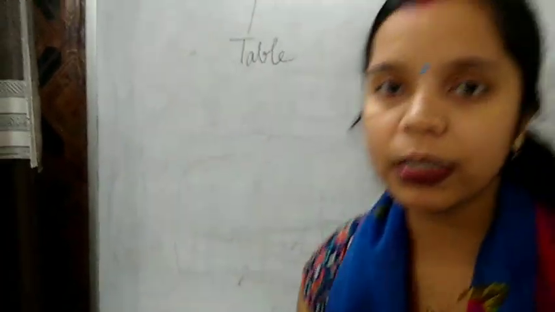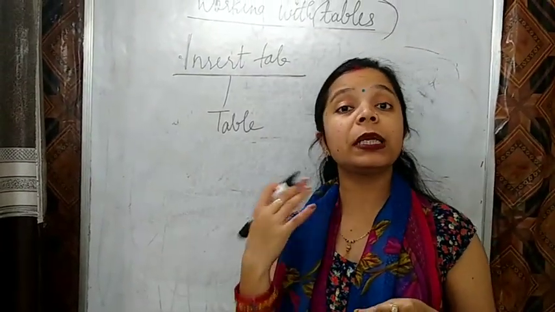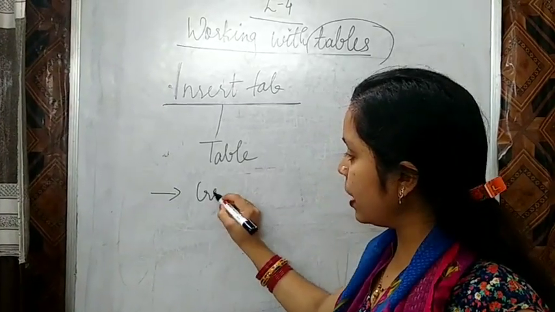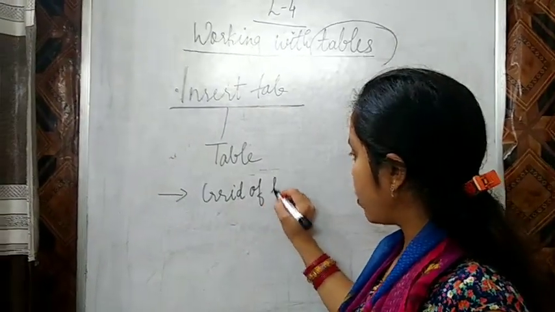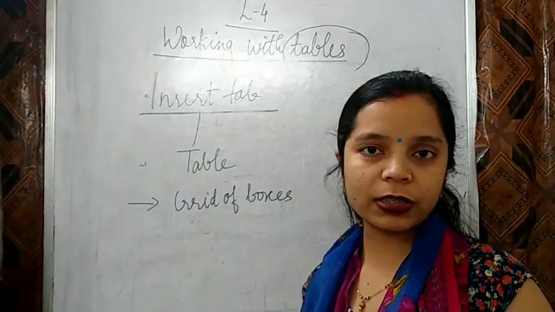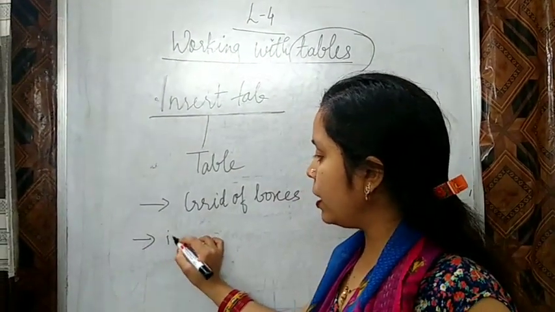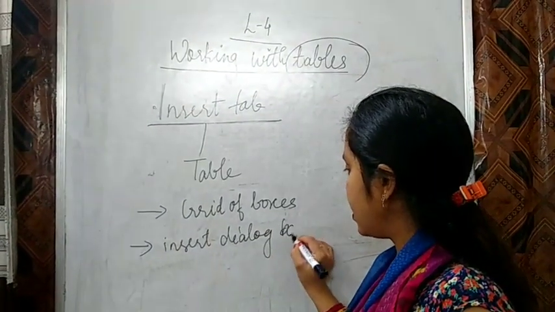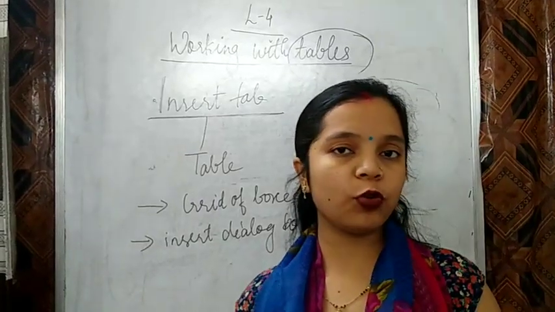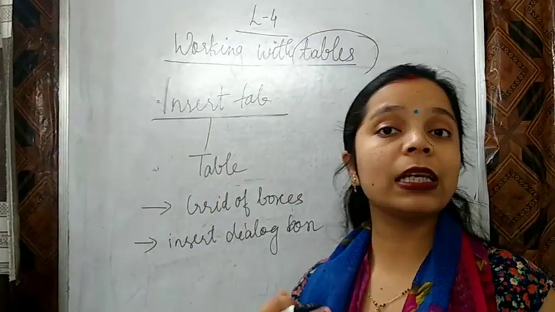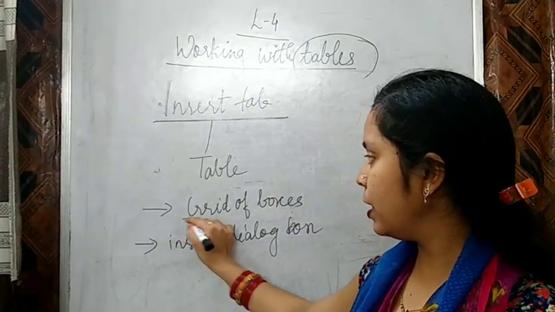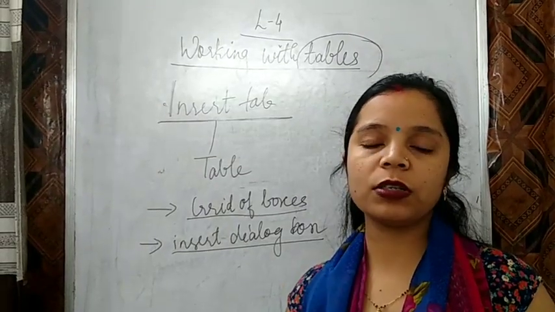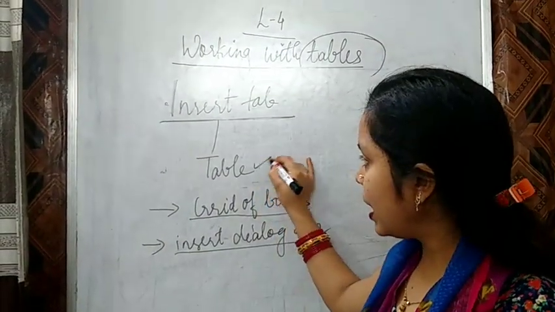When you will click on this table option, it provides you 2-3 methods to create the table. In your book, you will read 2 methods. One is using grid of boxes. How will you create table using grid of boxes? One method is this and one is insert dialog box. This is the second method. So these 2 methods are given in your book. By any one method, you can create the table in MS Word, either using grid of boxes or insert dialog box. Both the options, both the methods you will get on this table button.